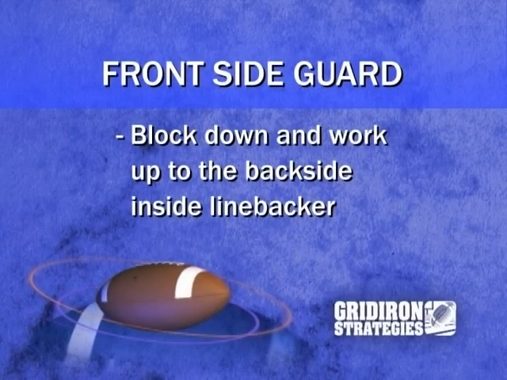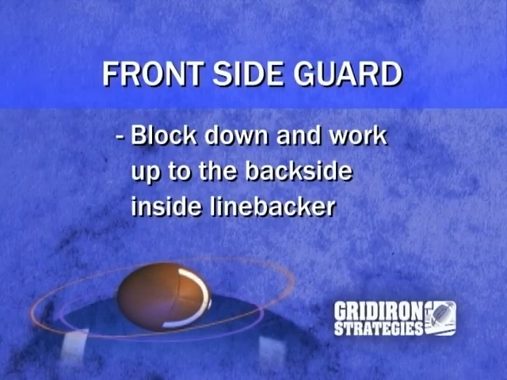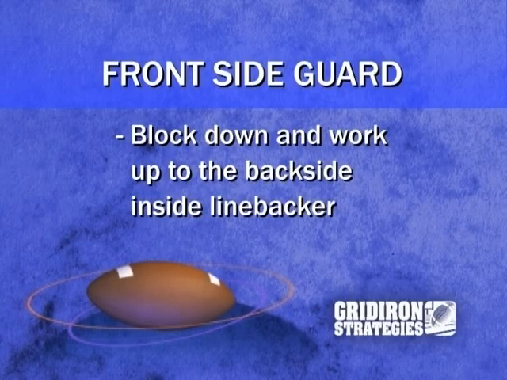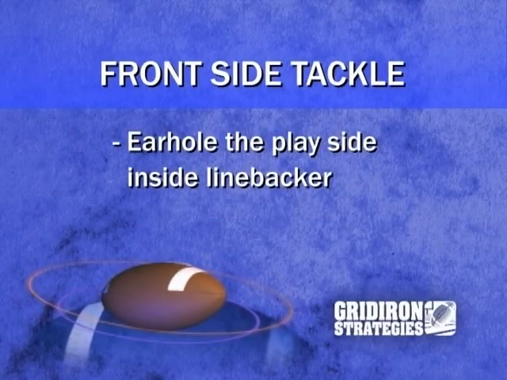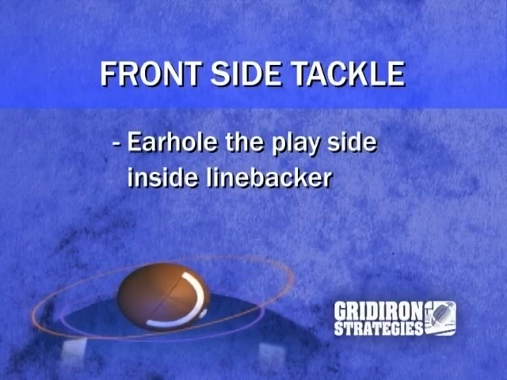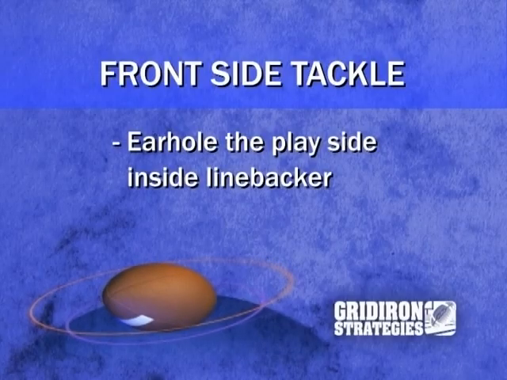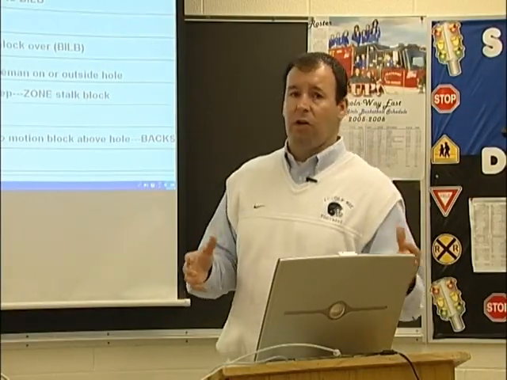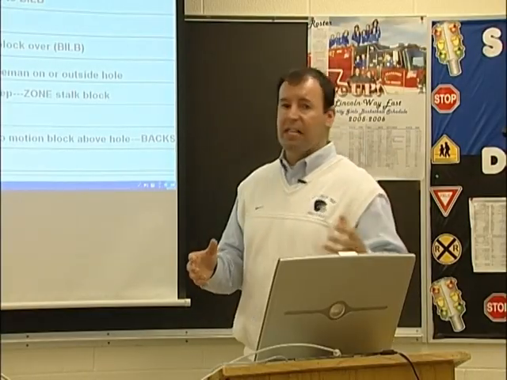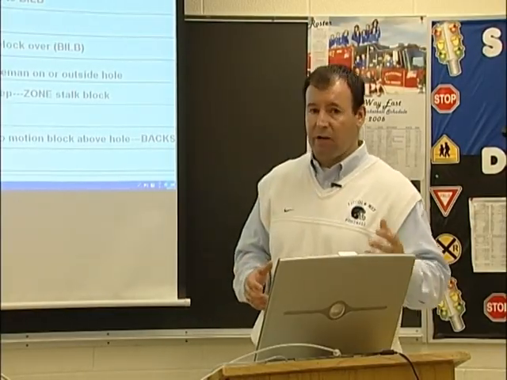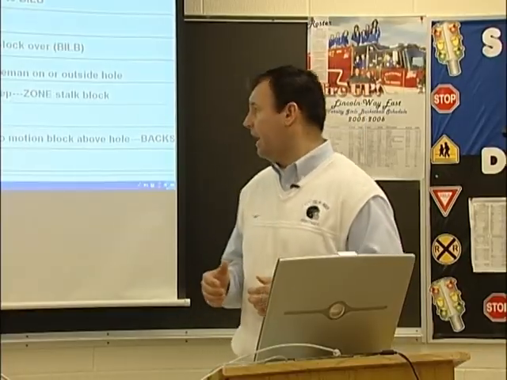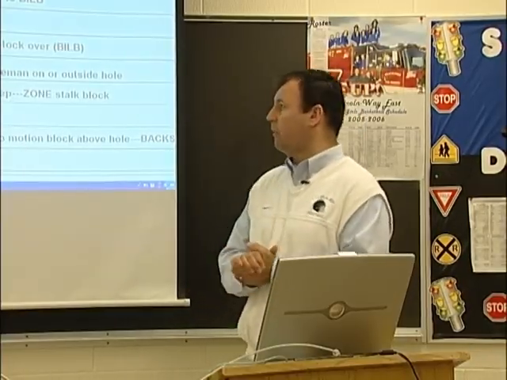The front side guard is blocking down anybody on the line of scrimmage and then working himself up to the backside inside linebacker. The front side tackle is ear-holing that play side inside linebacker. That's a word that we used earlier in our trap session when we're talking about the tackle getting a very aggressive and physical block on the linebacker and knocking him down inside. And if he can take him off his feet and knock him down, that's exactly what we want.